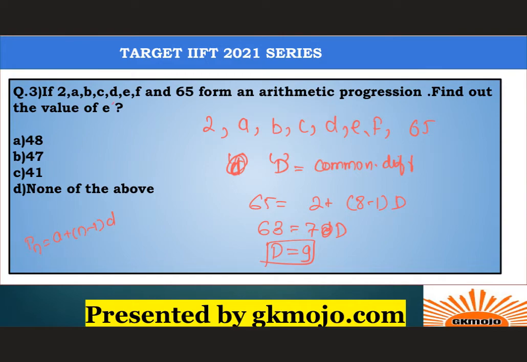Now what have they asked? They have asked the value of E, right? So E, which is which term? First, second, third, fourth, fifth, sixth term, right? So it would be A, that is the first term, plus n minus 1, that is 6 minus 1, into D, and the value of D is 9. So this would be 2 plus 5 into 9, which is 45. So the final answer is 47, option B.